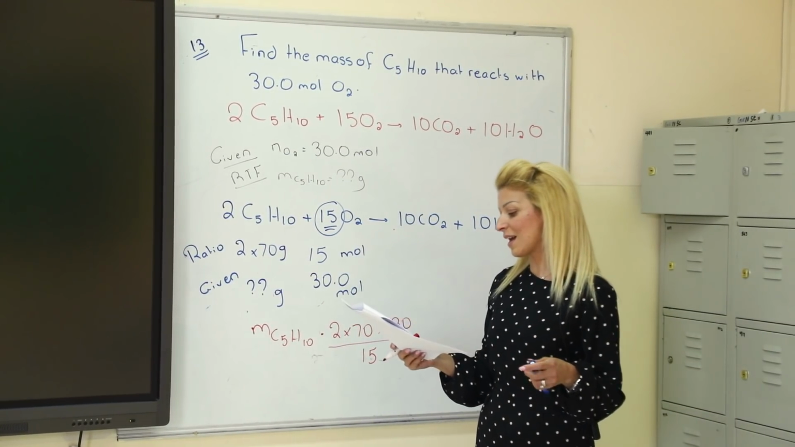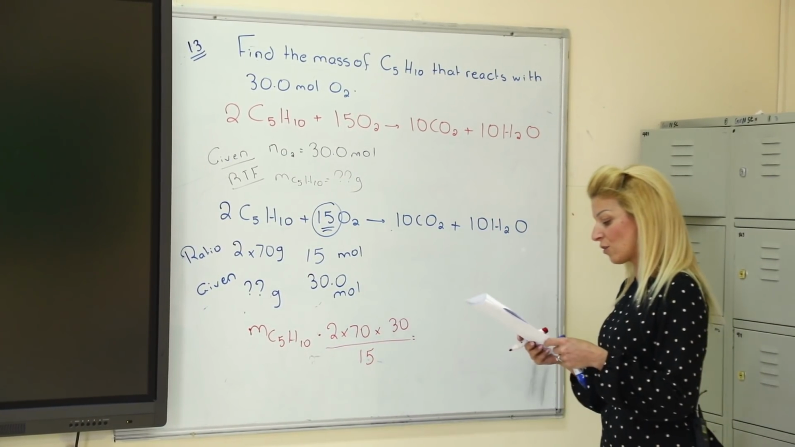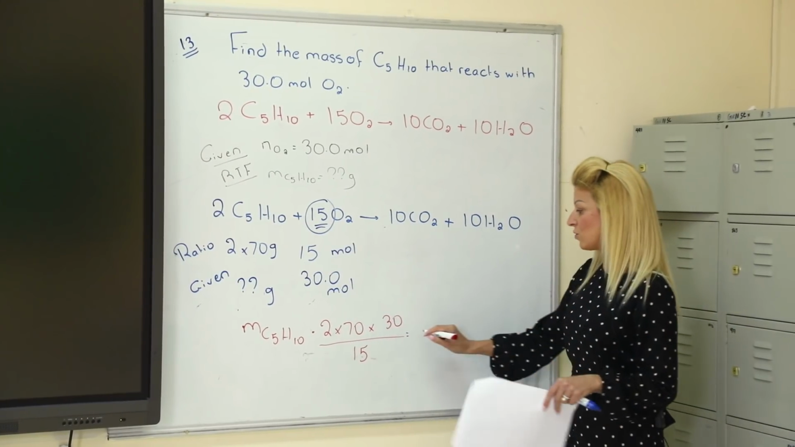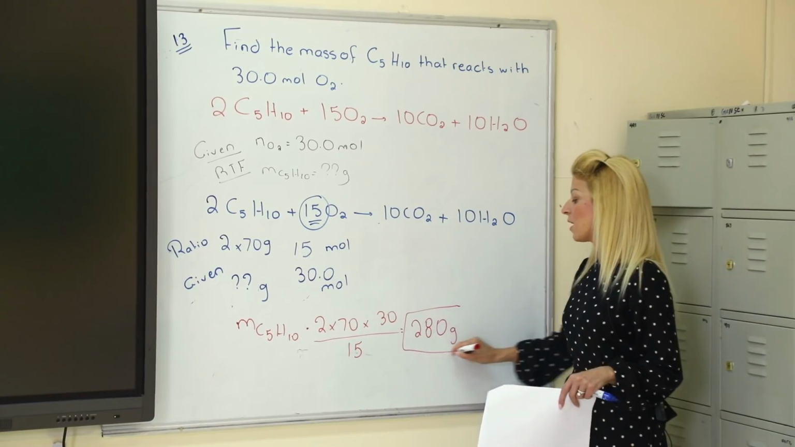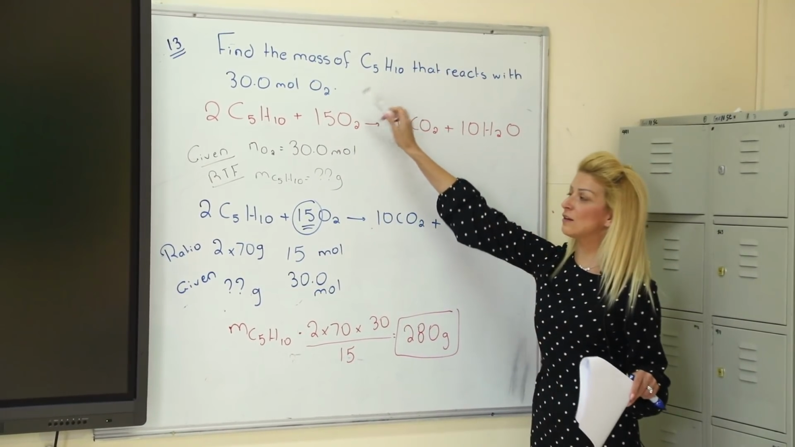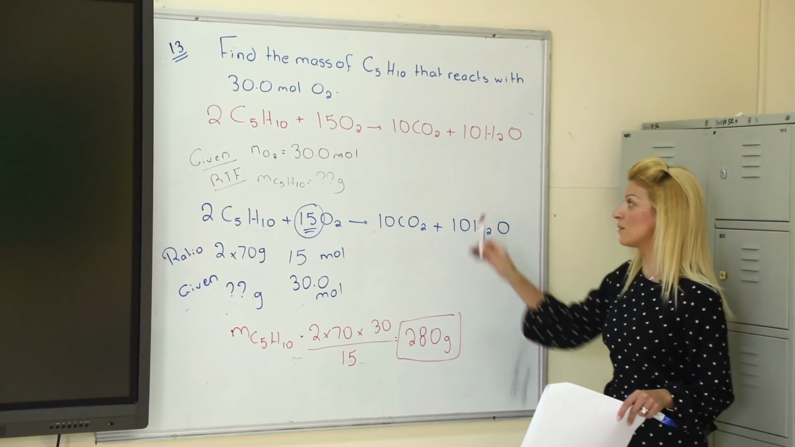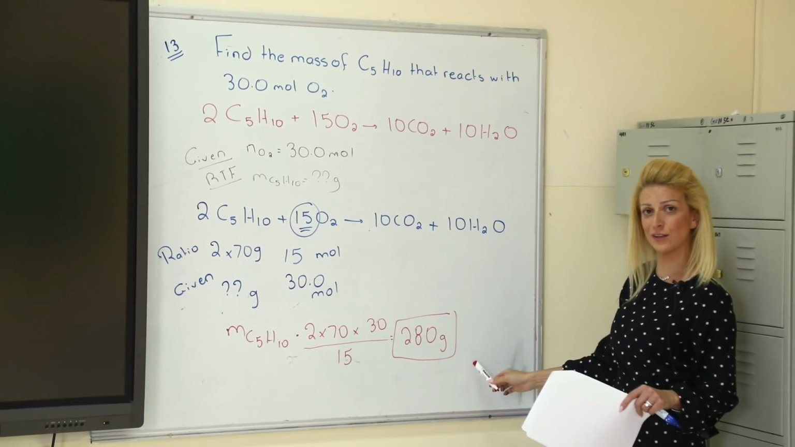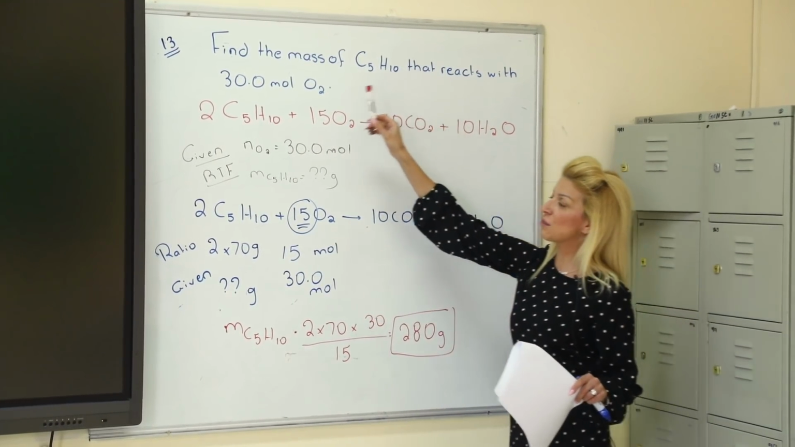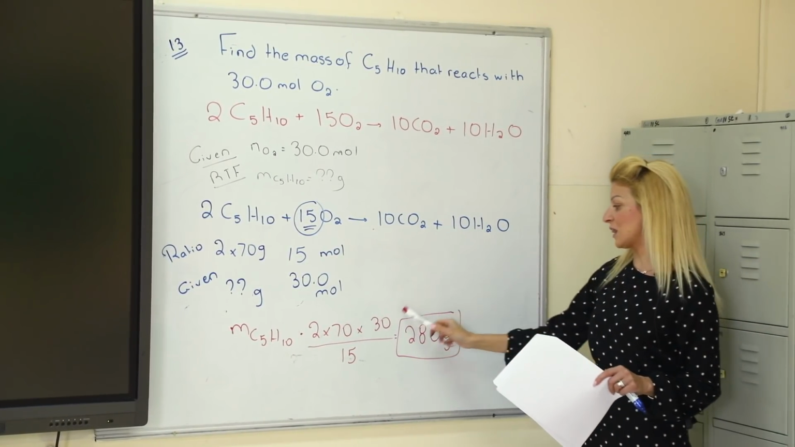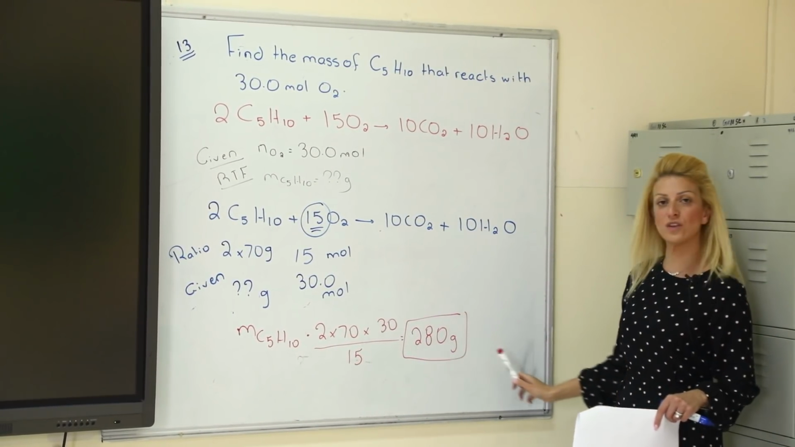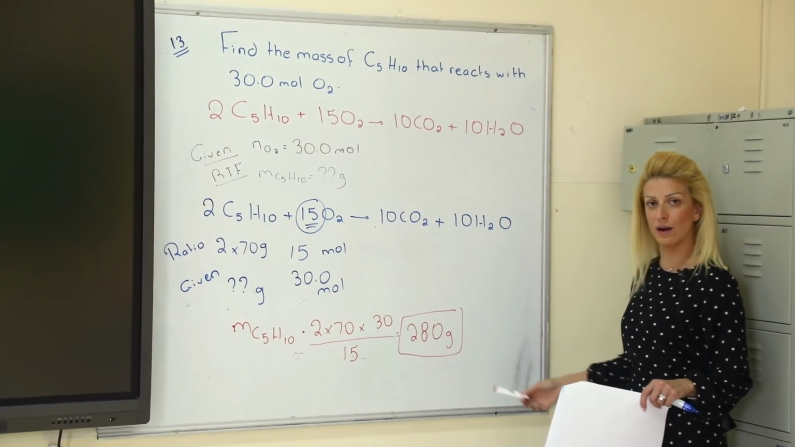If you do that on the calculator, you will get your final answer to be 280 grams. We go back to the original given and we check if it's reported to the correct number of significant figures, which is 3 in the original given, and our answer is already in 3 significant figures, which is 280 grams.